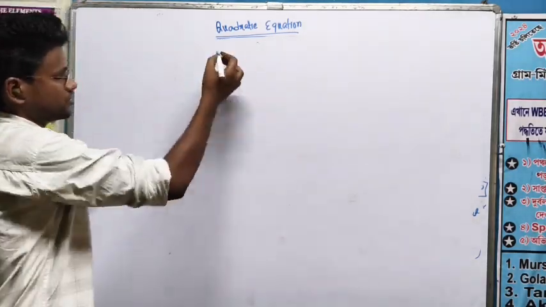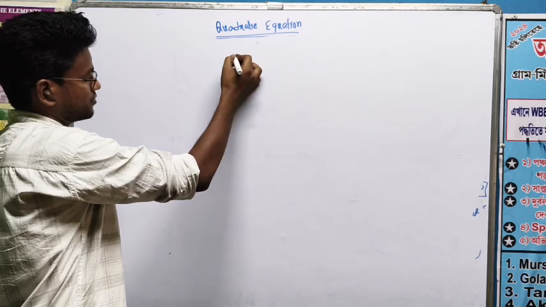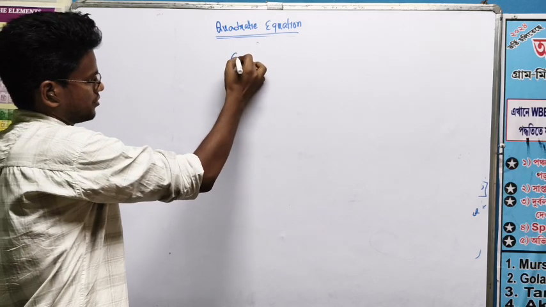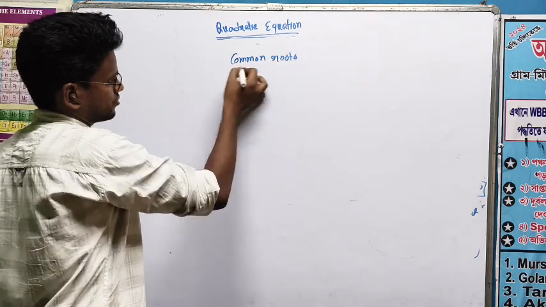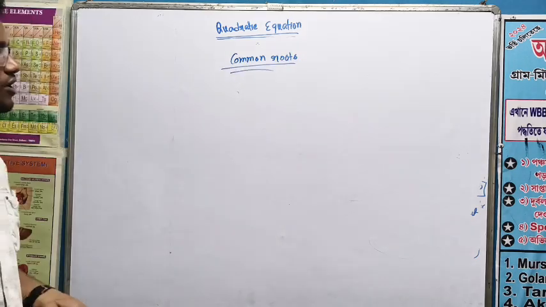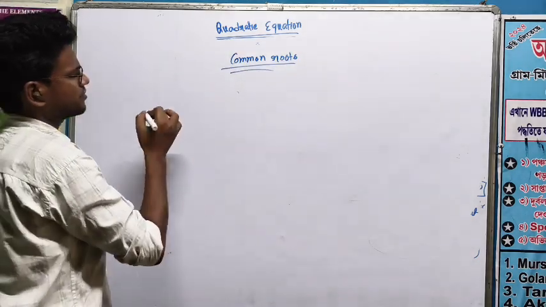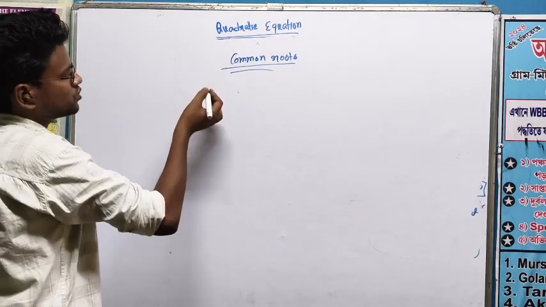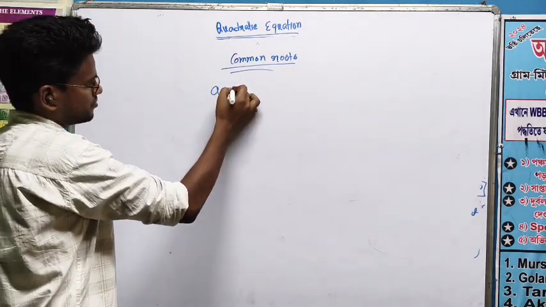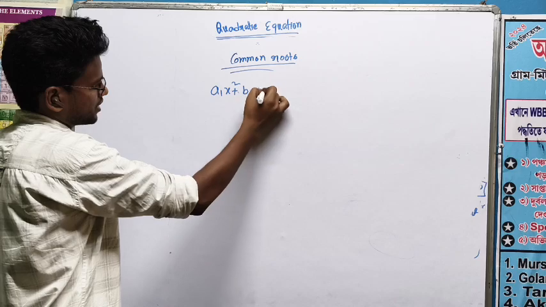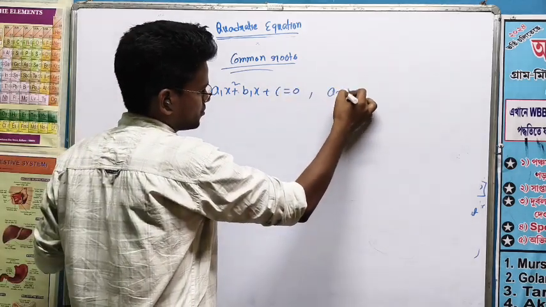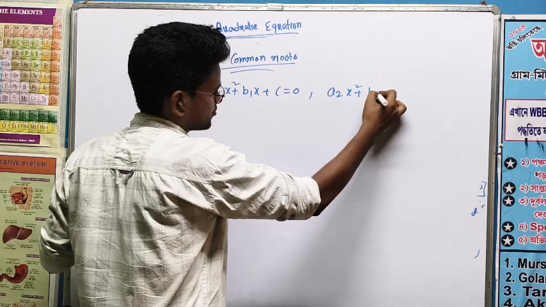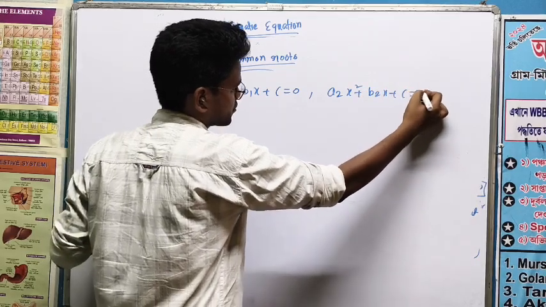My next topic is common roots. In this subtopic, common roots, we require two quadratic equations. The first is a1x square plus b1x plus c1 is equal to 0. The other equation is a2x square plus b2x plus c2 is equal to 0.